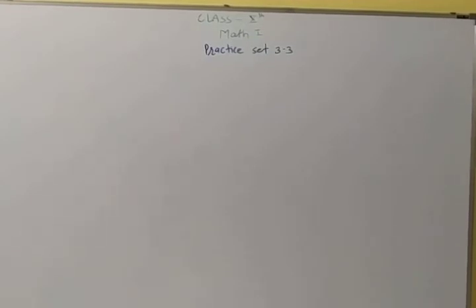Then problem number 9. If the ninth term of an AP is 0, then show that the 29th term is twice the 19th term. Okay. Here given is that T9 equal to 0, and to show the 29th term is twice T19.